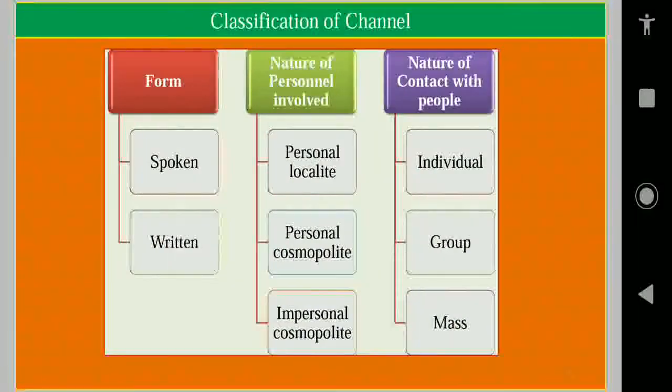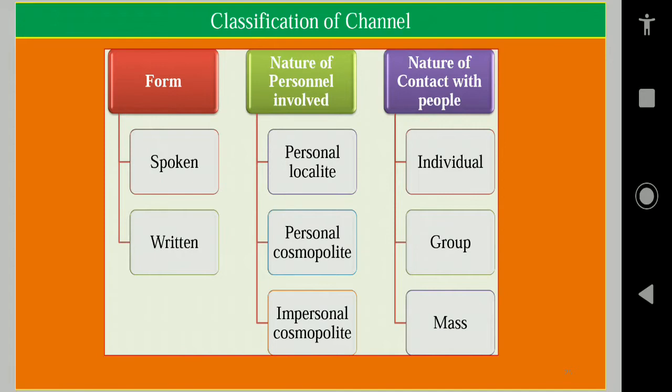And what is channel classification? Channel is classified into three. The first type of classification is form. According to form, it is divided into two types, that is spoken and written. Examples of spoken: farm and home visit, farmer's call, meetings, radio talk, etc. And written includes personal letter, farm publications, newspaper, etc.